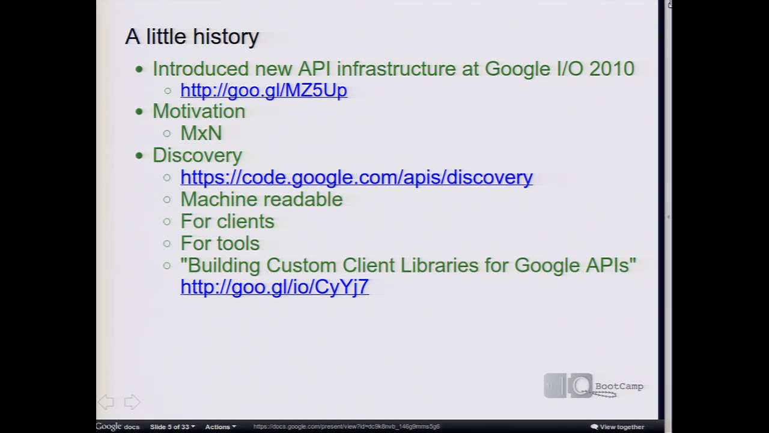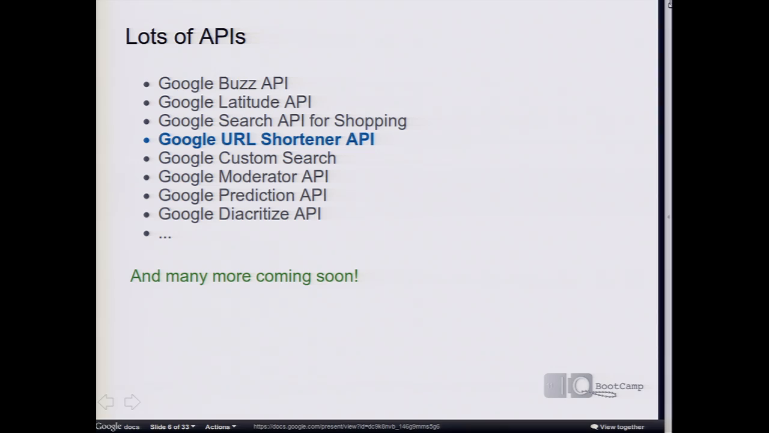If you're interested in it, we have a section, Building Custom Client Libraries for Google APIs at Google I/O proper. And we'll be going into very great detail. So like I said, though, we support libraries in different languages. Actually, I'll get into that later. Okay. But we have lots of APIs.